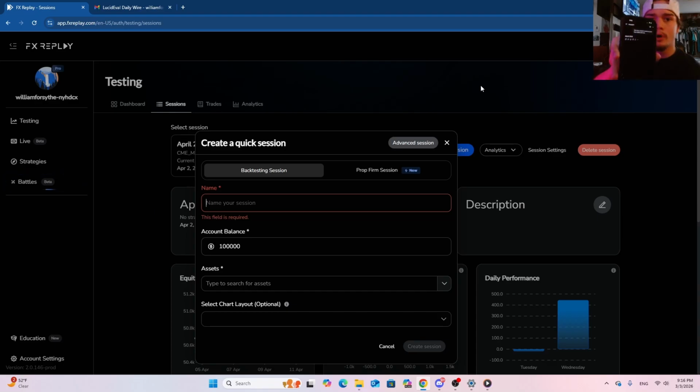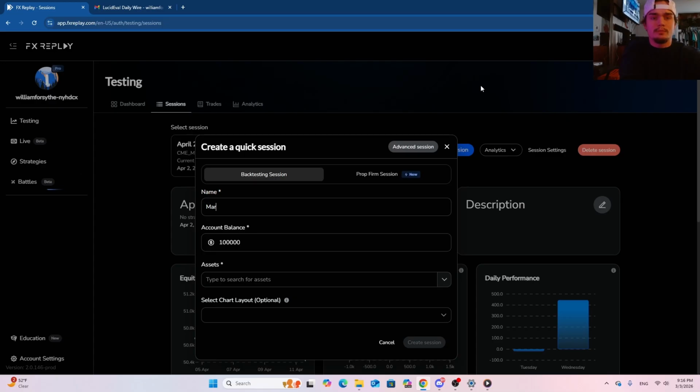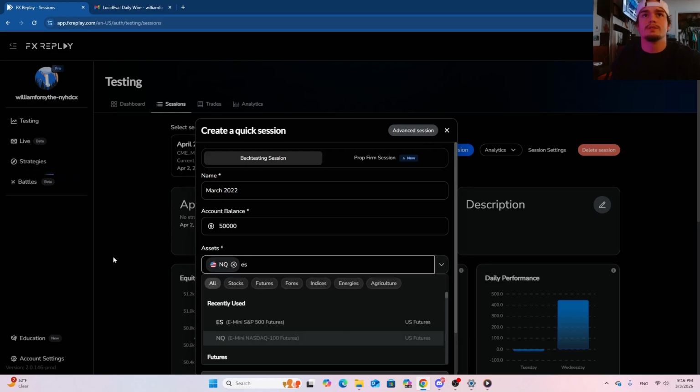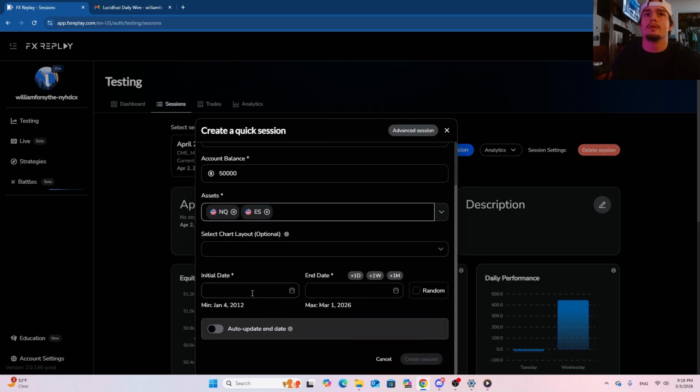And it gave me March 2022. I don't know if you guys can see it, but no reason for me to lie. So that's what we're going to do. We'll go ahead and name this March 2022. We'll start with a 50K balance since that's what I'm currently trading with my prop firms. And we're going to do NQ and ES, obviously, because like I said, I do use SMTs, so I am looking at both indices while I am trading.